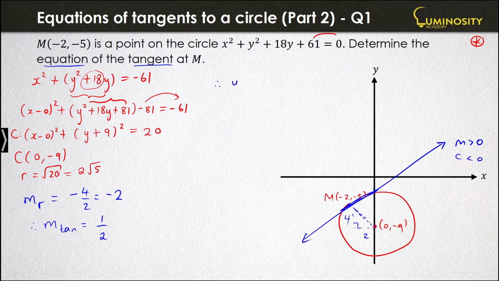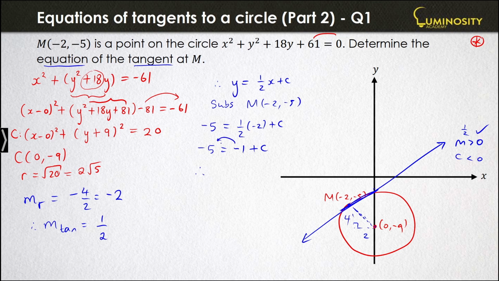So therefore, so far the equation of the tangent line is y equals a half x plus c. So the gradient is a half, which is positive. So that checks off that geometrical interpretation we looked at earlier. Then, to find c, I substitute the point of contact, M, which is (-2, -5). So y is -5, x is -2. So I have -5 equals -2 times a half, which is -1, plus c. So if I add 1 to both sides, I get c equals -4.